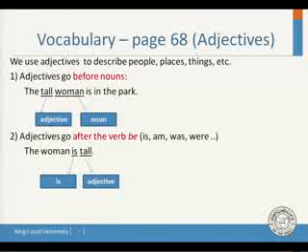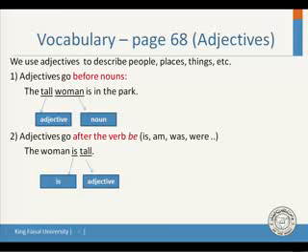First, we'll talk about the adjectives. Why do we use adjectives? We use adjectives to describe people, places, things. Number 1, adjectives go before nouns. Before nouns, not after nouns.